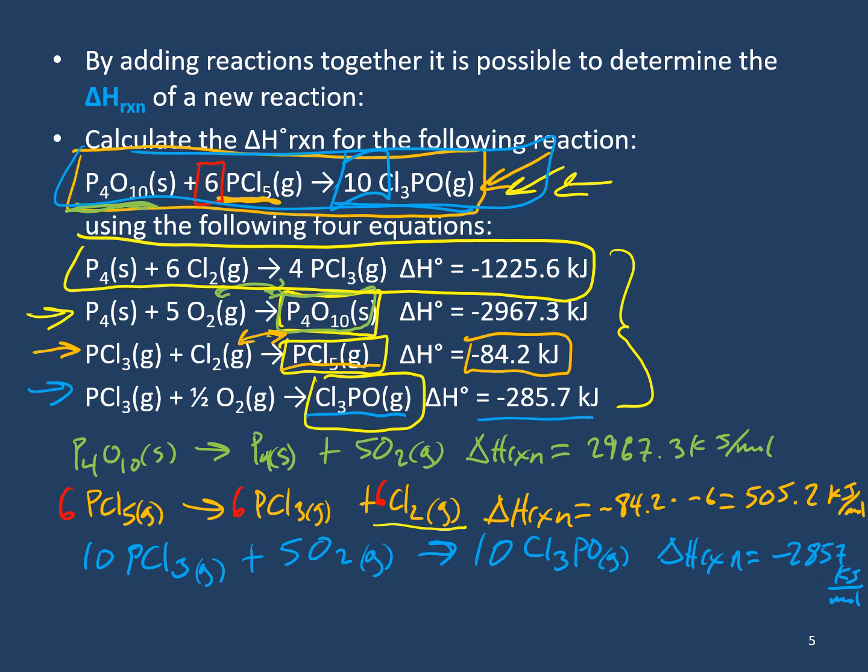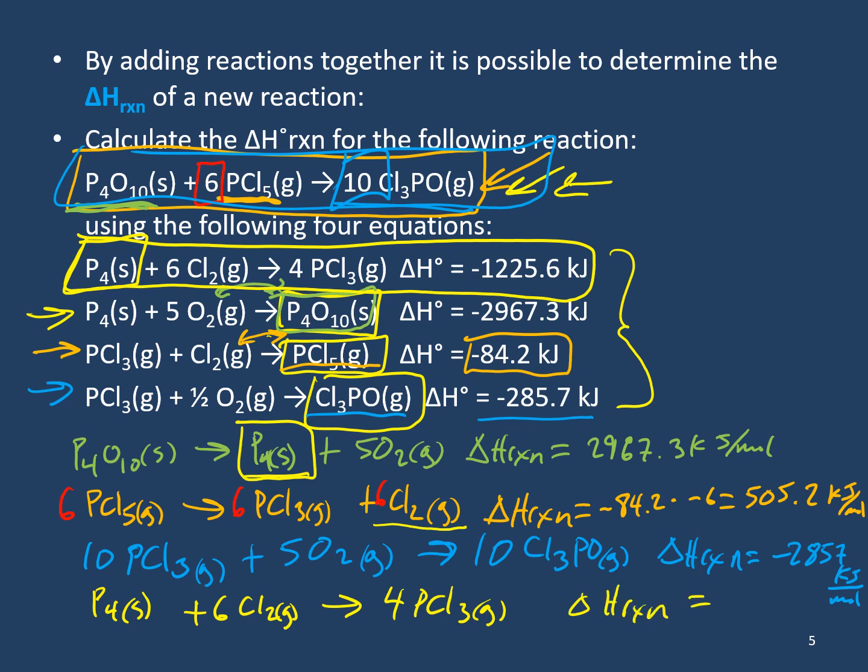Another example is the P4 solid. It's in the overall reaction right now because there's nothing canceling with it. And if I want it to cancel, it's on the product side here. So that means I need this P4 on the reactant side, and there's one of each. So we're just going to rewrite this as written in this case. And this goes to 4PCl3. And the delta H here of our reaction is just the same value we were given, negative 1225.6 kilojoules per mole.